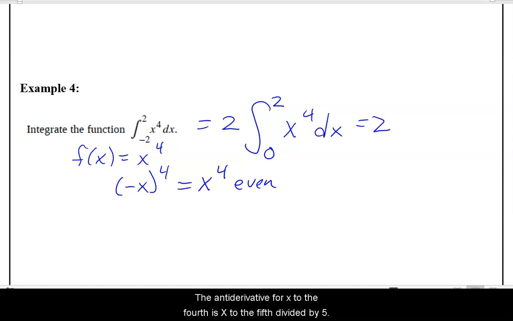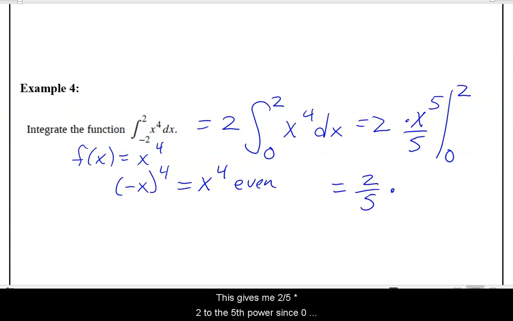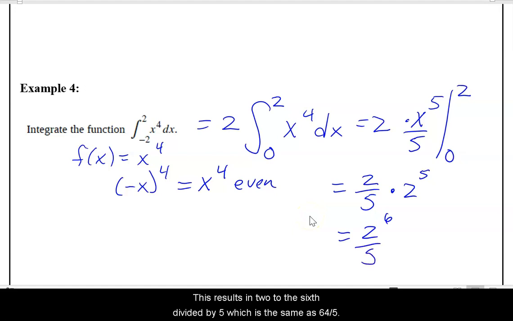The antiderivative for x to the 4th is x to the 5th divided by 5. Now I evaluate between 0 and 2. Notice that instead of having non-zero numbers for both limits of integration, this now gives me 0 for one of my limits of integration. That will greatly simplify the plugging in process. This gives me 2/5 times 2 to the 5th power, since 0 plugged in would give me 0. This results in 2 to the 6th divided by 5, which is the same as 64/5.